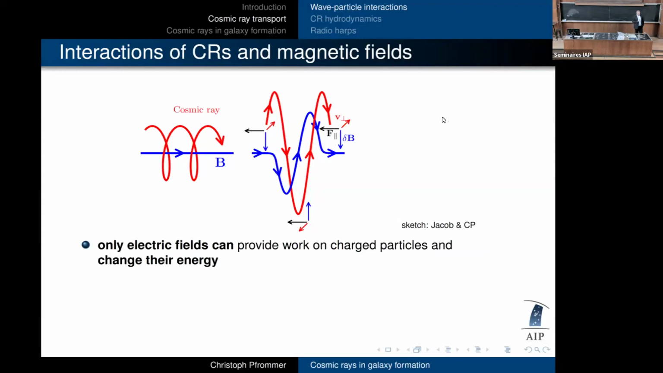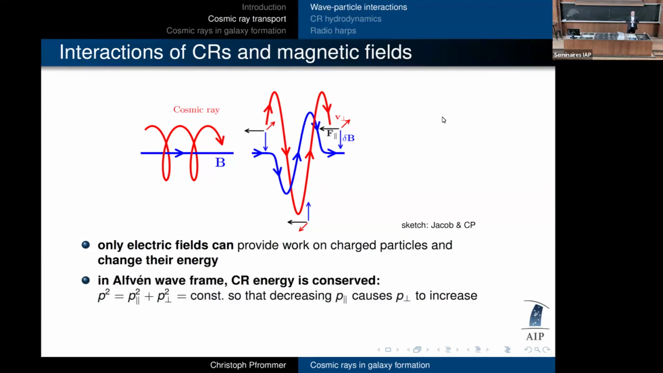Now, only electric fields can do work on charged particles and change their energy. In the Alfvén frame, there are no electric fields. Therefore, the cosmic ray energy is conserved. If we change the parallel momentum, say we decrease it, we must increase the perpendicular momentum to conserve the entire momentum. So that means the angle between the cosmic ray momentum and the magnetic field changes as a result of the Lorentz force acting on that cosmic ray. And we call this the pitch angle, with pitch angle cosine mu.